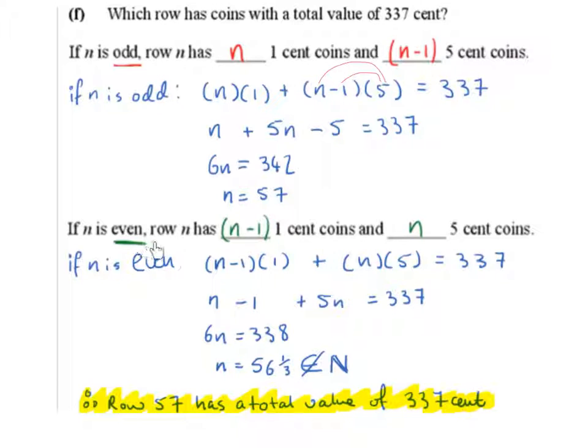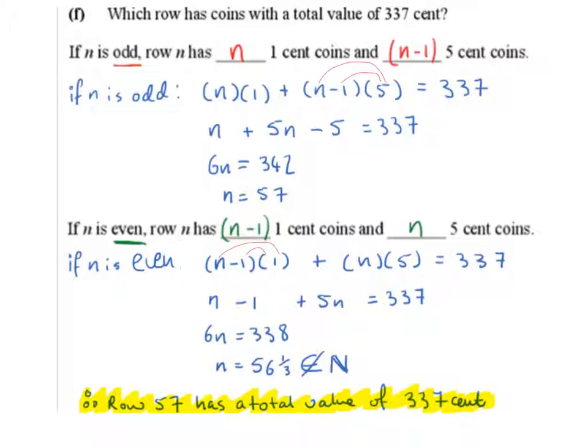Now, if n is even, row n has n minus 1 1 cent coins and n 5 cent coins. So if n is even, we have n minus 1 times 1 cent and n times 5 cent equal to 337. So n by 1 is n and minus 1 by 1 is minus 1. N by 5 is 5n, n plus 5n is 6n, and 337 plus 1 is 338.